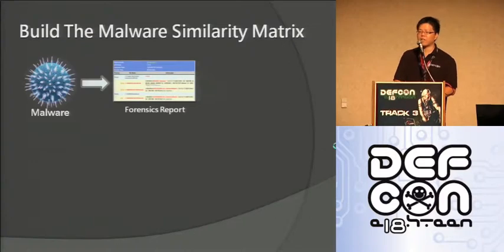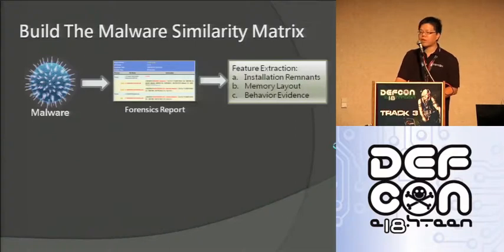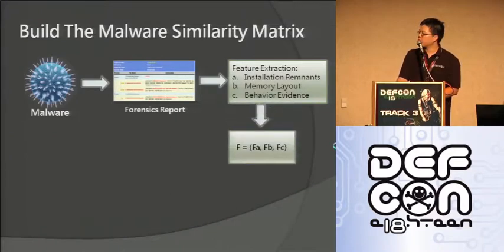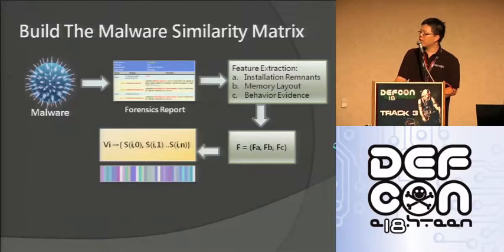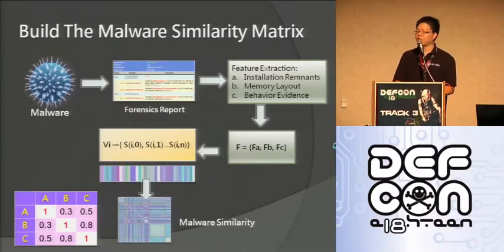Among the test sets that we have, it's more than 400 malware samples. We do forensic reports on all these malware samples, and then we try to extract the three significant features that we just mentioned: installation remnants, memory layout, and suspicious malware behaviors. All these features will have a score. For every malware that has this score, it will be compared against another malware instance, and then you can get a similarity. When we compare with every malware instance, you get a vector of similarities. And then finally, you get a matrix of similarities. This is how we come up with the matrix.